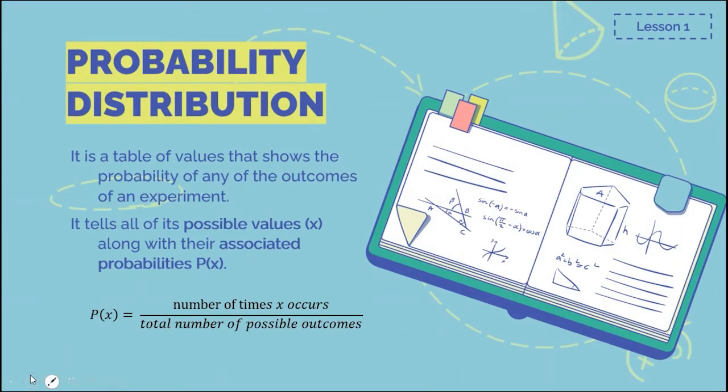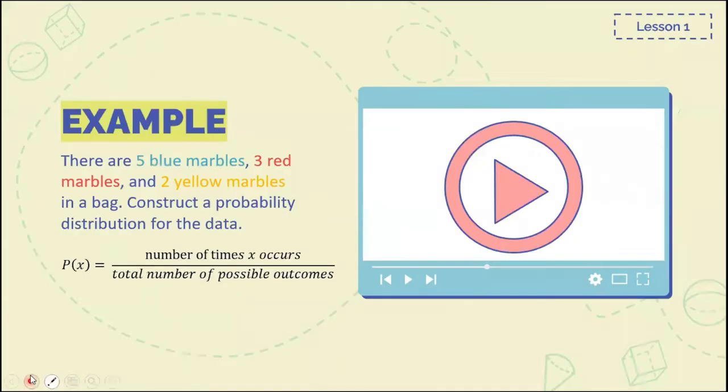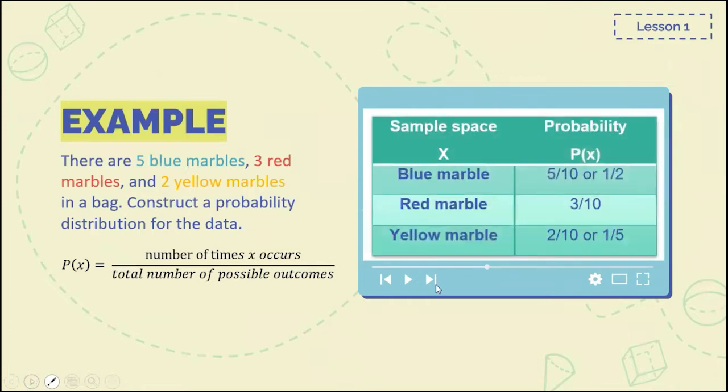Take a look at this example. There are 5 blue marbles, 3 red marbles, and 2 yellow marbles in a bag. Construct a probability distribution for the data. Here in our table, the first column is composed of the sample space, which is the marbles of different colors, blue, red, and yellow. In the second column, we compute the probability of each color using the formula provided.